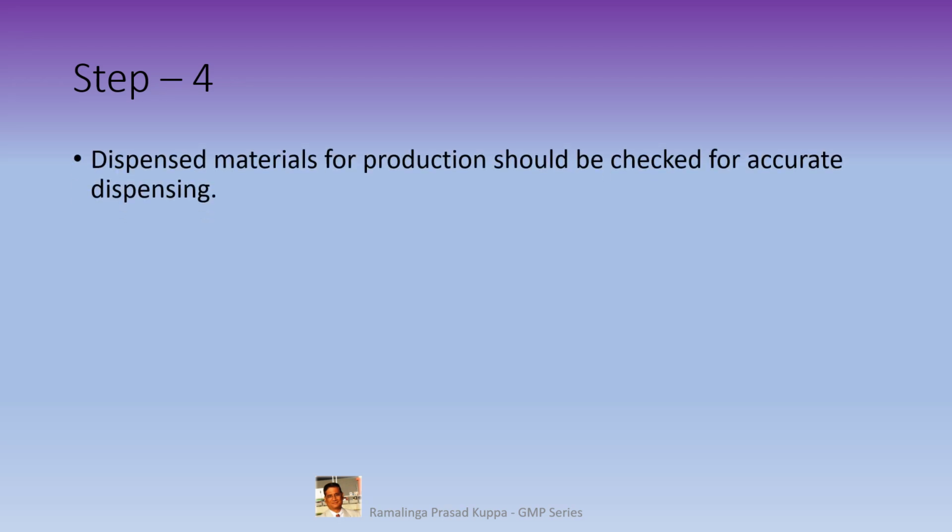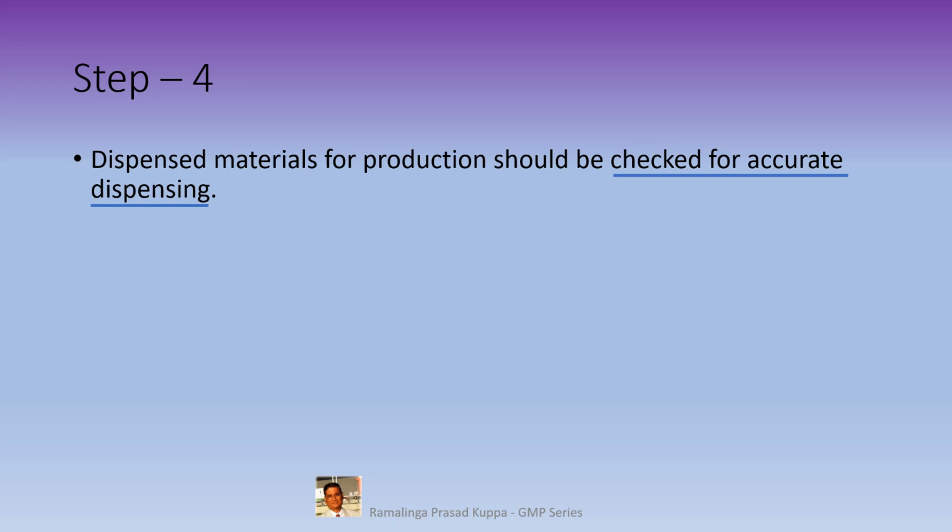Dispensed materials from production should be checked for accurate dispensing. Production of batch starts with dispensing of required raw materials. Production personnel should check for dispensing of correct amounts of materials as per the request.